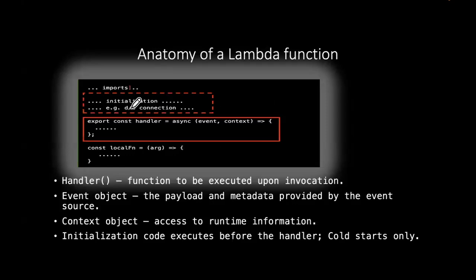Now, from a developer's perspective, there are two things that we have to do. We have to write our infrastructure code, and we have to write our Lambda functions. I'm showing you here what I'm calling the anatomy of a Lambda function. You've got some imports perhaps at the top, but there are really two parts to your Lambda function: the initialization code and the handler code.